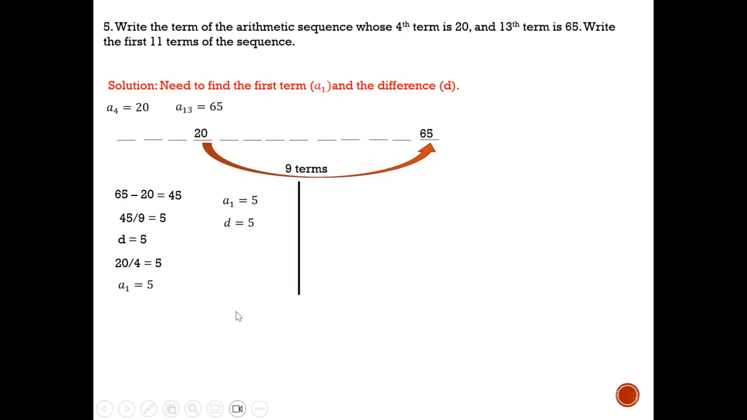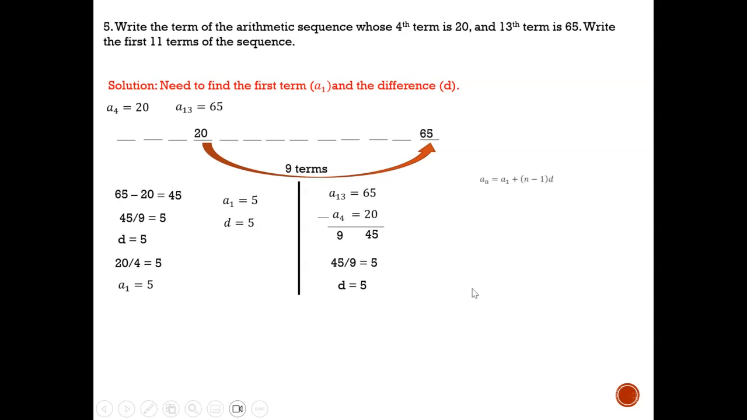Okay, check this out. We're going to put A13 first, because you always put the highest term first. Then you subtract the lowest term. So what's A13 minus A4? It's 9 terms. What's 65 minus 20? It's going to give us 45. Here's where you find the difference. 45 divided by 9 is going to give us 5. So that's my difference.